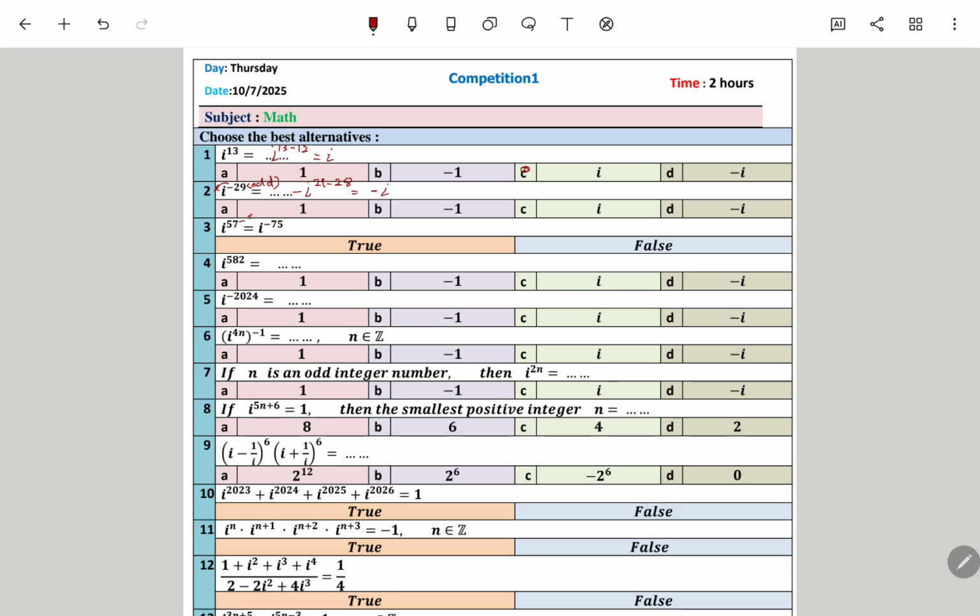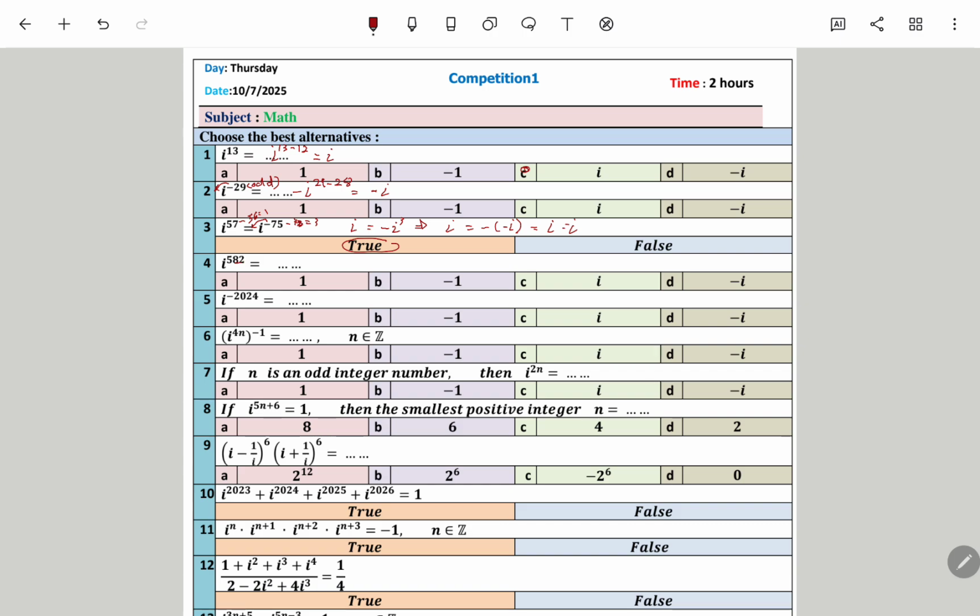57, we can subtract it from 56, which is the closest multiple of 4, to get 1. And the power, when it is odd, take the negative down. And subtract the 75 from 72, sorry, to get 3. And that will make the left side i alone equal to negative i to the power of 3, which can be written again as i on the left and negative bracket negative i. That will make the left side equal to the right side, which is true.